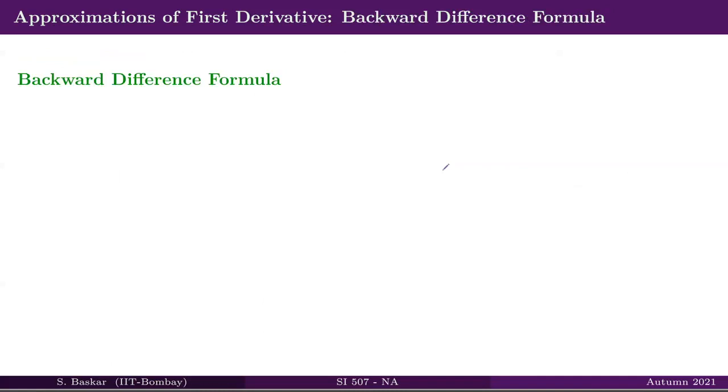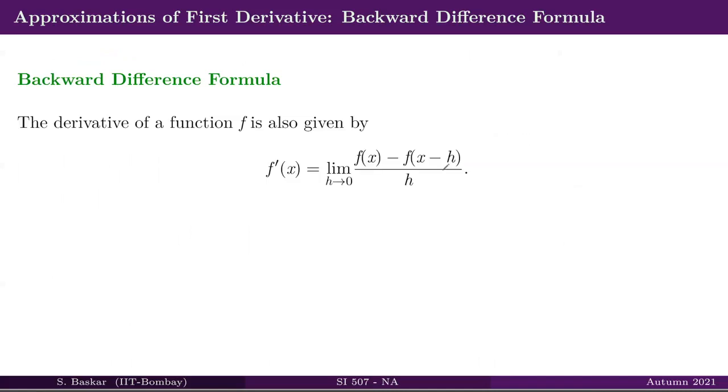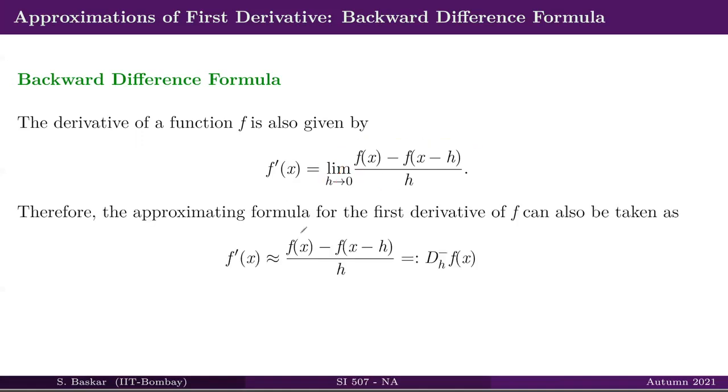Let's go on with another numerical differentiation formula, which is called the backward difference formula. The idea is again very similar. You consider another form of the definition of f dash of x from our calculus course, which is given by limit h tends to 0, f of x minus f of x minus h, divided by h. Now again, discard this limit and take the expression alone and consider that as the approximation to the derivative of the function f.